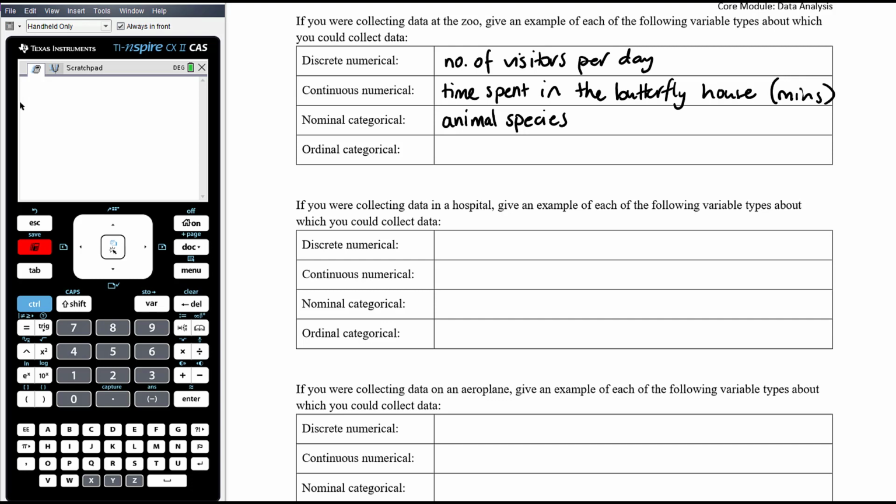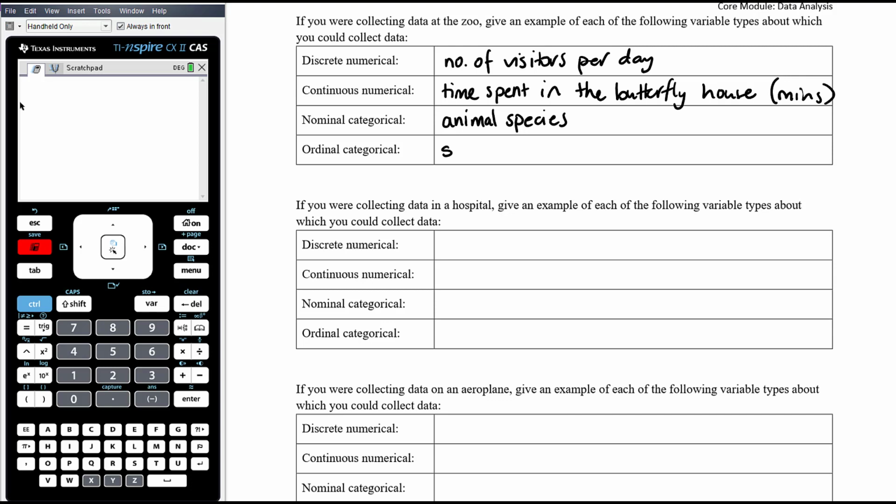An ordinal categorical, where there is an order implied. What about maybe, I was going to say ticket types. So child, adult, senior, family, but perhaps there's not really an order in those. Yes, they get more expensive, but perhaps there's not an order.